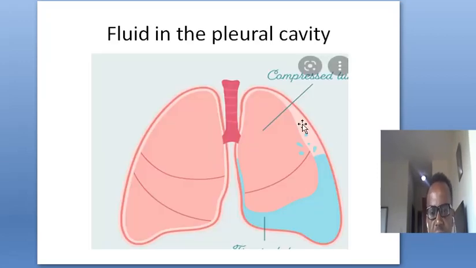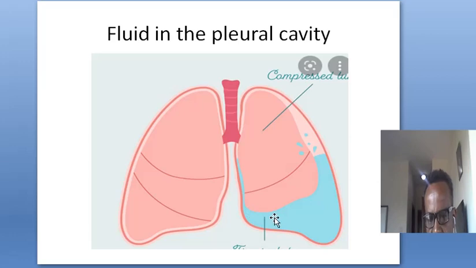So here, the pleural cavity, the pleural space, is a potential space. In a pathological condition, air and fluid may accumulate. The fluid could be blood, pleural effusion, or even pus. So this is a diagrammatic presentation of the lung, completely expanded, with a potential pleural space shown by the white line.